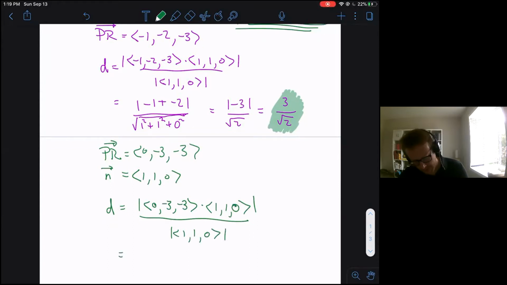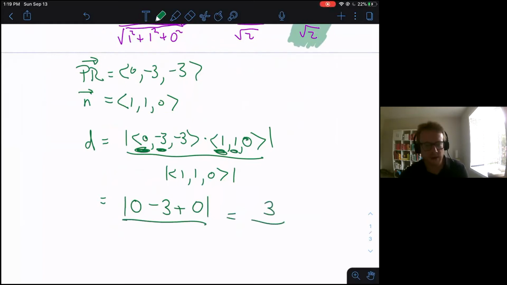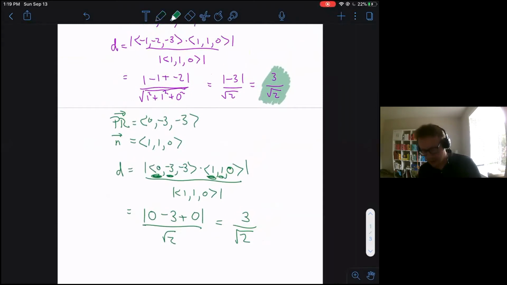And so when we take this dot product, we get 0 times 1, which is 0. We get -3 times 1, that's -3. And we get -3 times 0, that's again 0. We put it inside of absolute values. And so you can see, again, we get 3 on top. And of course, the magnitude of this normal vector is still this root 2. And so you can see, even if you choose a different R value, and that's kind of the amazing thing about this formula, it works no matter what point on the plane that you choose.